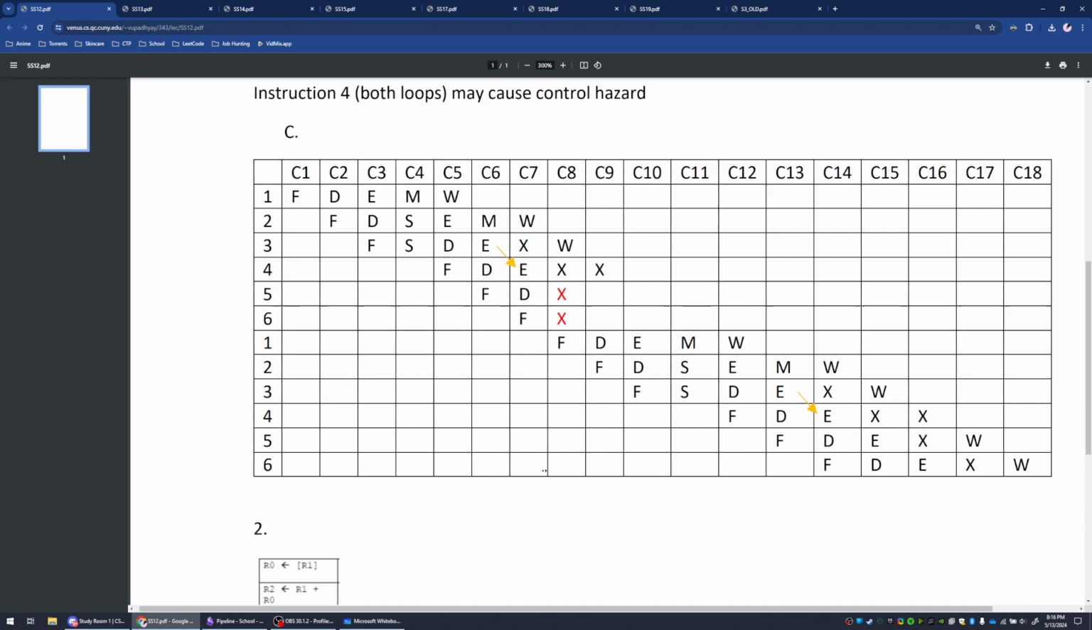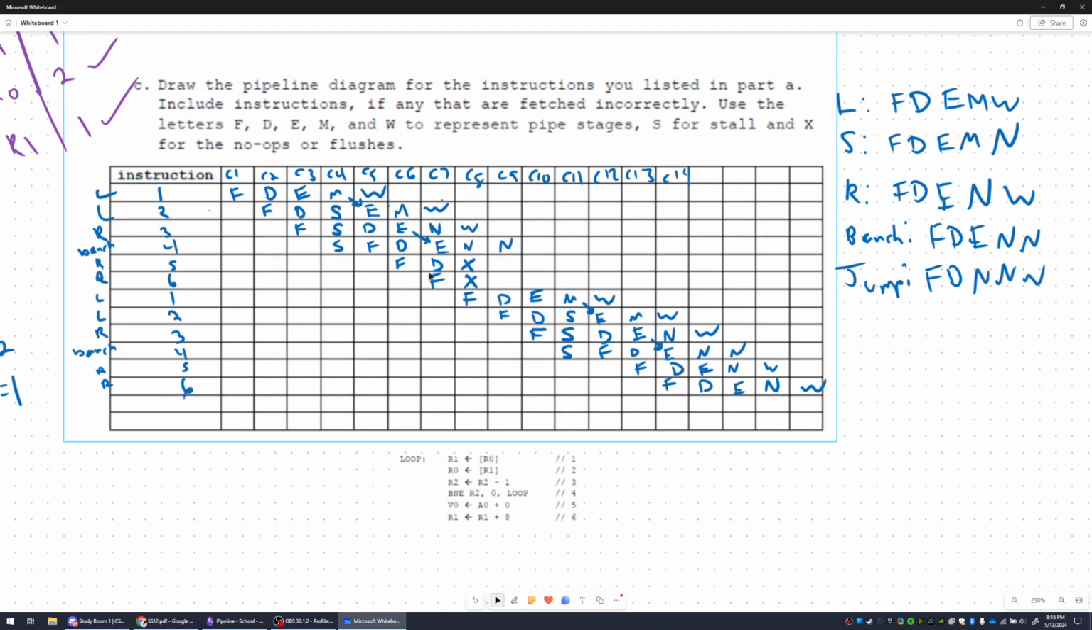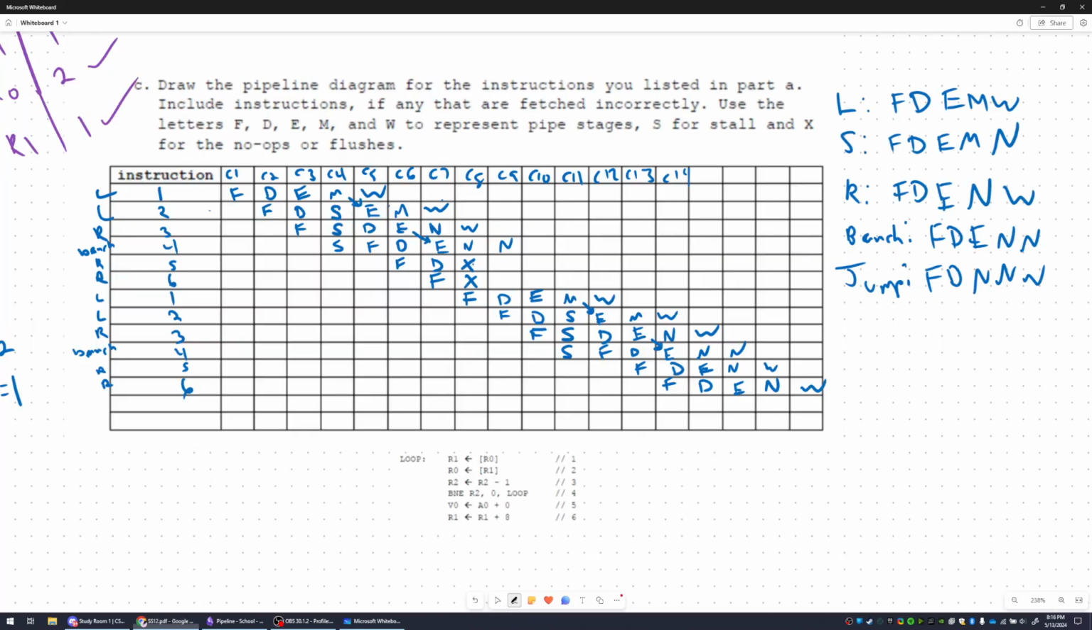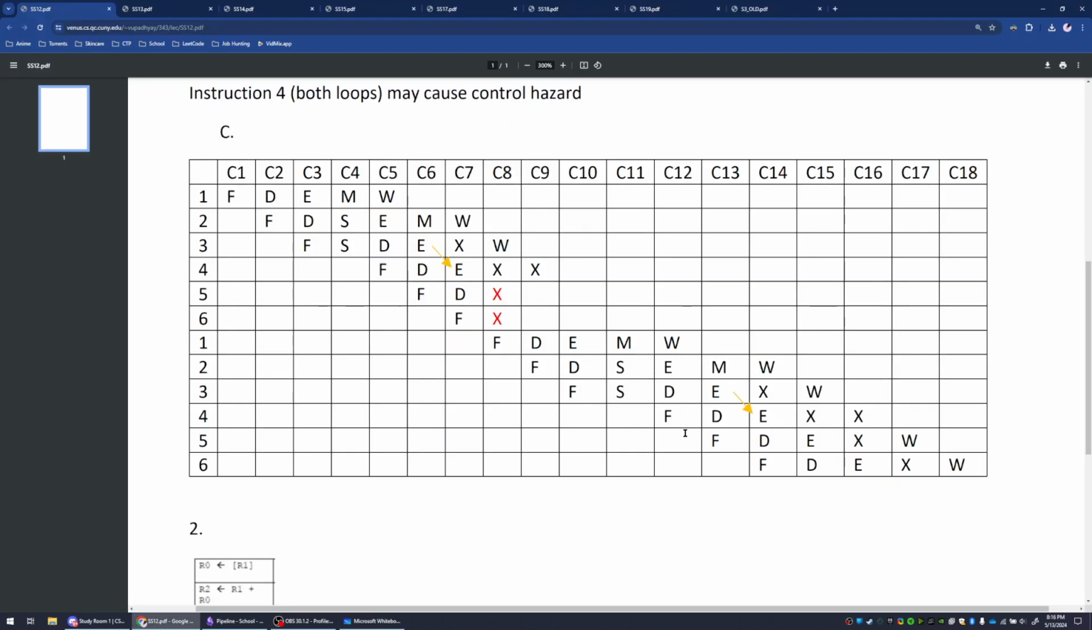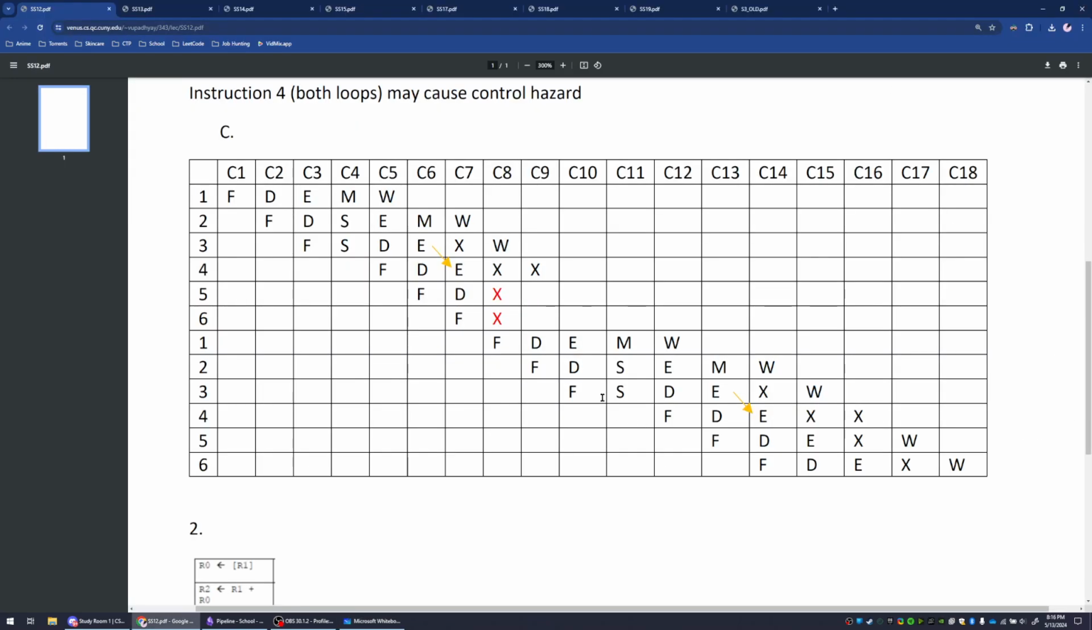Let's see. Oh, he wanted us to write X's for the no ops. That's my fault, but I don't know if he would take off points for that. He wrote X here, but I just wrote N for no op. Style fetch equal flushed. Okay, looks right, I think. Yeah. Okay. Any questions?